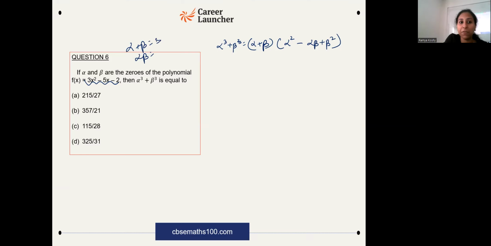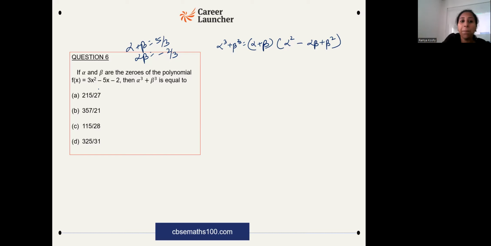Alpha plus beta will be 5 by 3. Alpha beta will be minus 2 by 3, right? All of you know what I'm doing already, right? Alpha plus beta is minus b by a, alpha beta is c by a. But the disadvantage here is I will have to use another identity again, for alpha square plus beta square. What identity will you use for alpha square plus beta square? What we discussed yesterday: alpha plus beta the whole square minus 2 alpha beta. So you can do it, no problem. Only thing is it will become slightly longer.